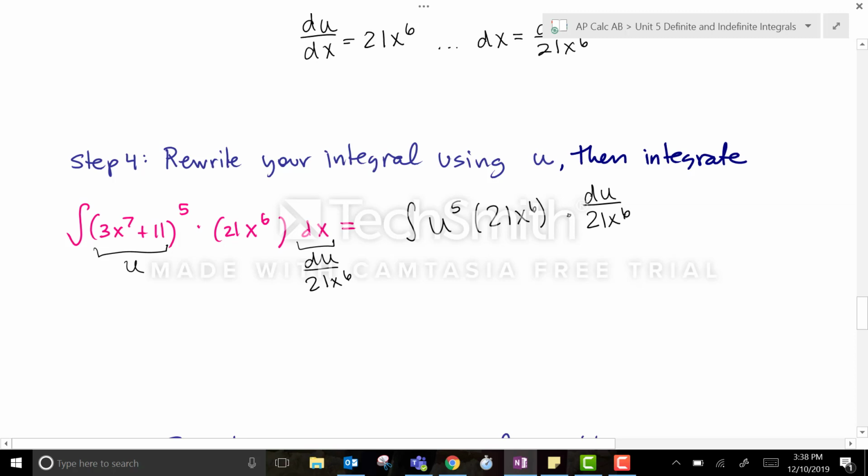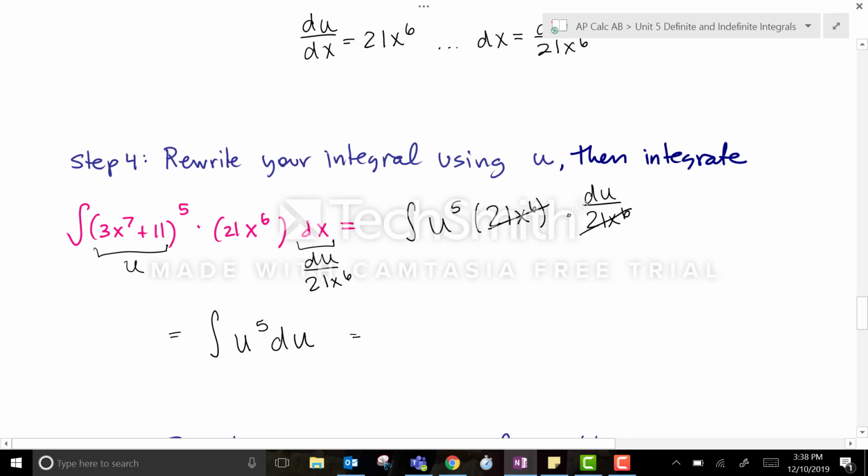Now remember, the goal is to get all of our x values to cancel out. So when I do that, this guy right here cancels, this guy right here cancels. And I am now just left with something that I can easily integrate. I have the integration of u to the 5th du, and now I'm just going to integrate with my normal integration rules.